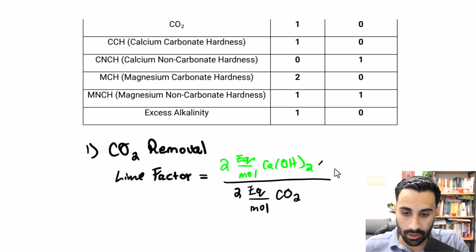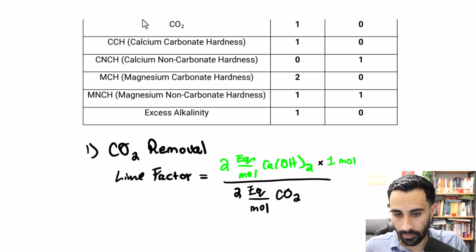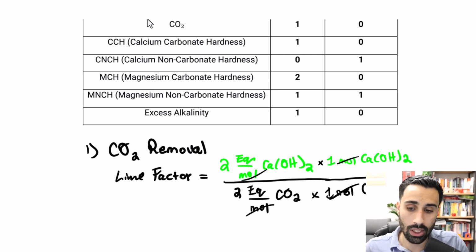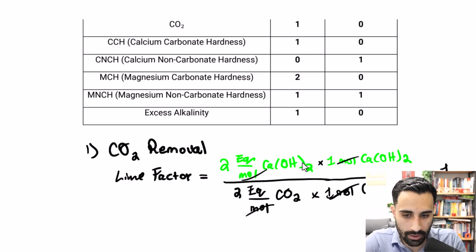So we can say here that 1 mole is used. So I'll account for that, cancel the mole units. 1 mole of the calcium hydroxide, which is the lime. And at the bottom, we multiply the 1 mole of the carbon dioxide. And notice the moles cancel. At the end, we get 2 divided by 2. We get 1. So it's saying that 1 at the top amount of lime is going to be consumed per carbon dioxide. And that's why the lime factor is 1.